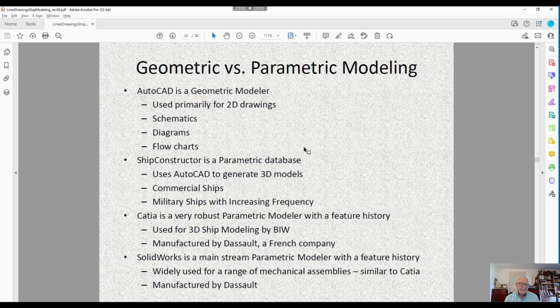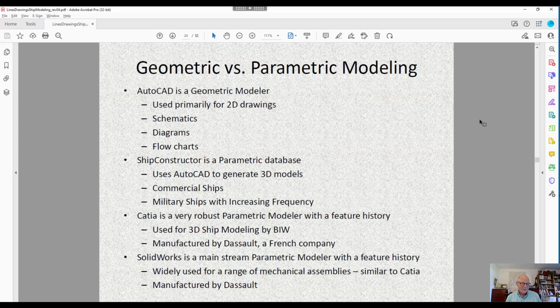Ship Constructor is a shipbuilding program. It is used primarily for commercial ships, but the military is kind of pushing the possibility of using it. So shipyards are put in a position where they may have to change the software they use for designing ships for the military, and they probably have to adopt Ship Constructor, or may have to adopt Ship Constructor. There's a move right now to get all the shipyards that do military ships for the United States to use the same computer-aided design software to design those ships.